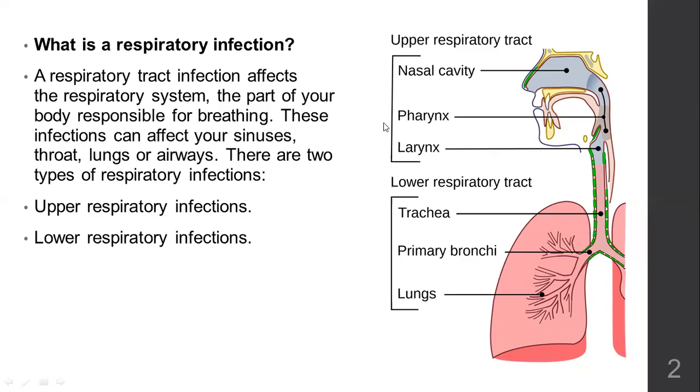So the upper respiratory tract consists of your nasal cavity, your nose, pharynx and larynx. Below that, starting from the trachea and the bronchi, lungs, these are your lower respiratory tract. So any infections happening here respectively will be categorized under upper and lower respiratory tract infections.